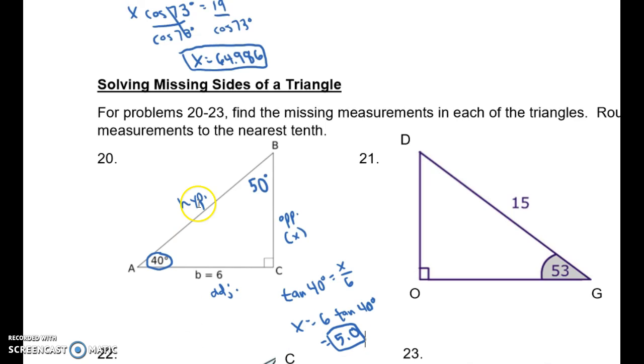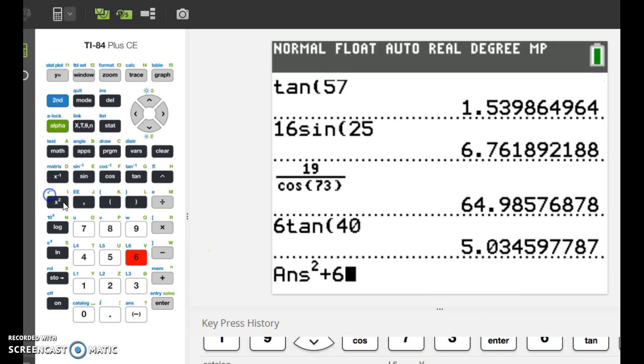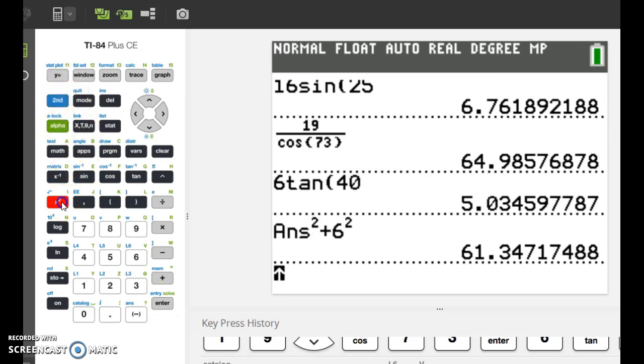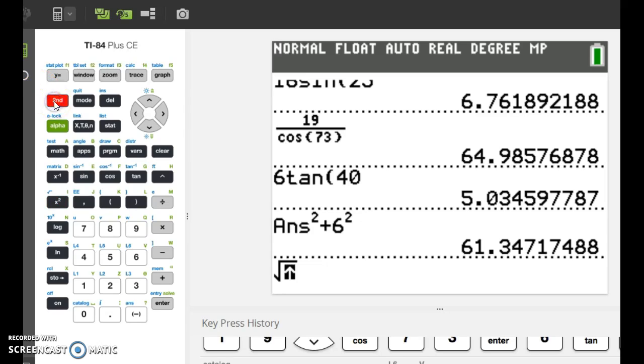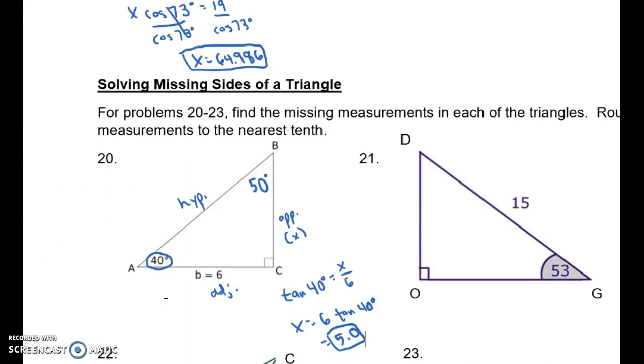What I can do next then is find the hypotenuse, and I've got a lot of options on what I can do. I think my best option though is actually going to be use the Pythagorean theorem at this point. So I'm going to take this number, square it, and I'm going to add in 6 squared and take the square root of that. There we go. And I've got 7.8 for my hypotenuse.